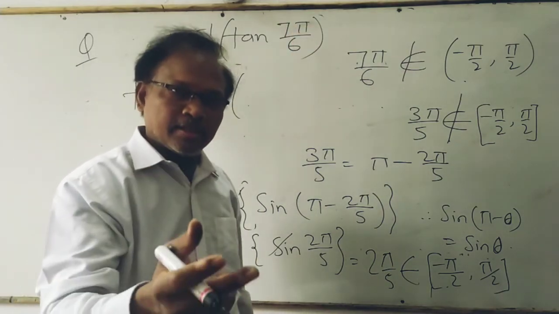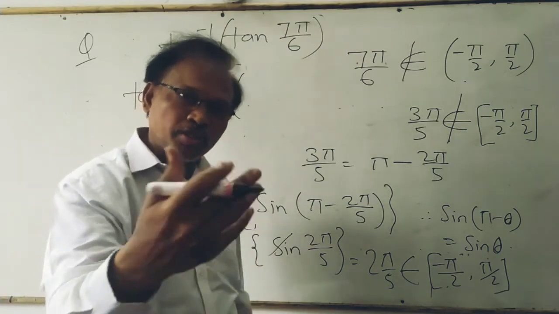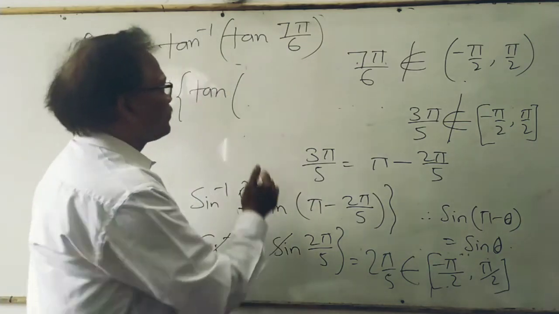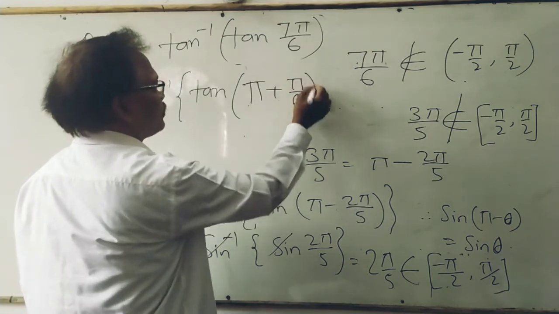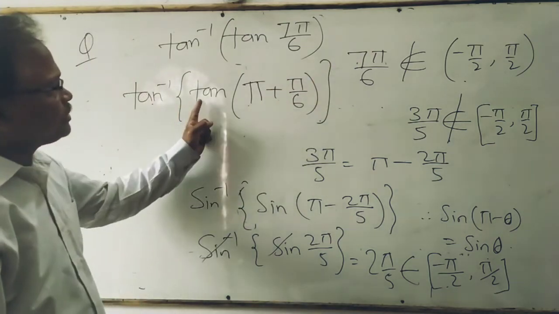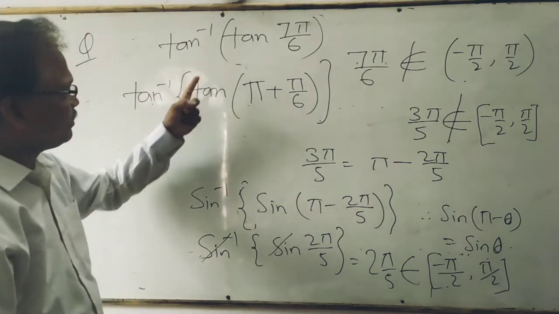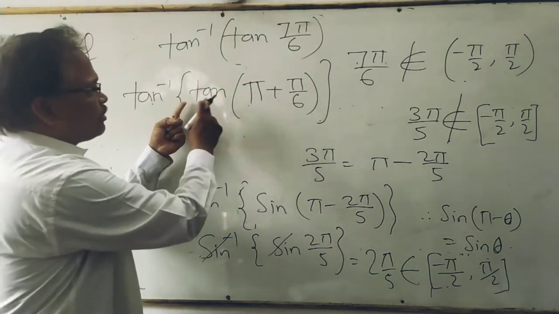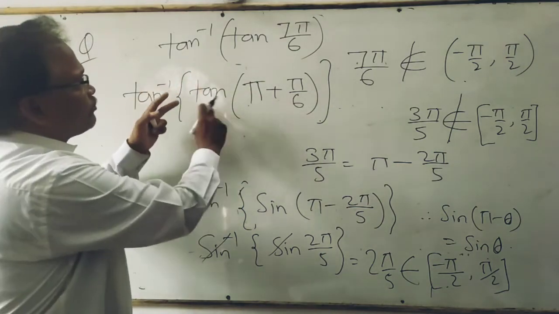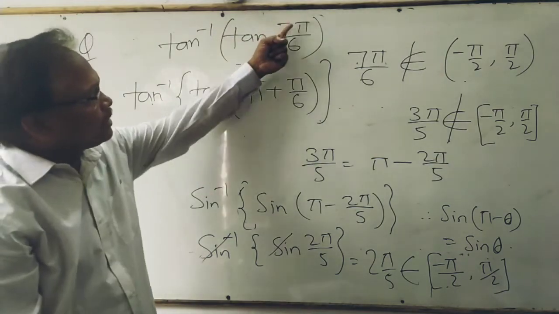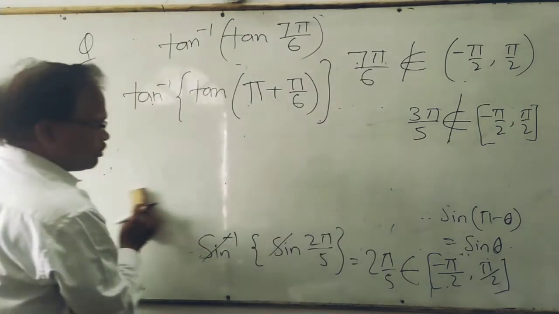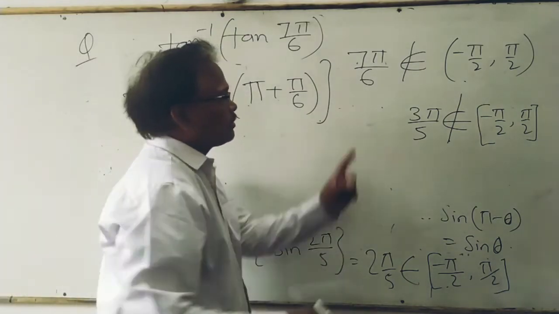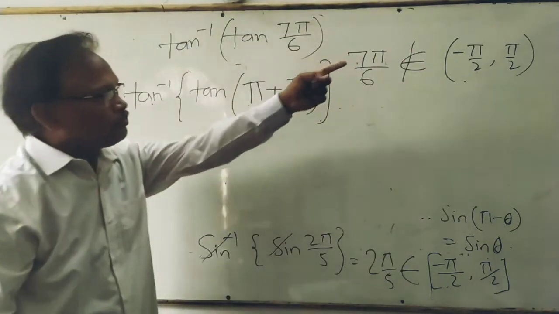Pi plus theta. Tan pi plus theta is equal to tan theta, and you know this one. So you can write pi plus pi by 6. So there will be no change in the trigonometric function. मतलब tan pi plus theta is equal to tan theta. So it will come like this, but the angle will change to pi by 6. And pi by 6 belongs to this minus pi by 2 to pi by 2.